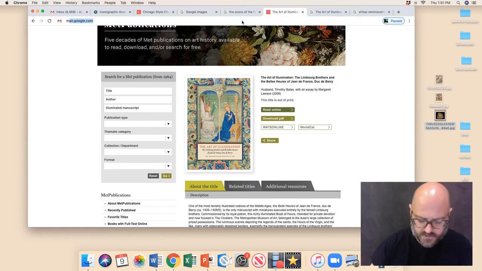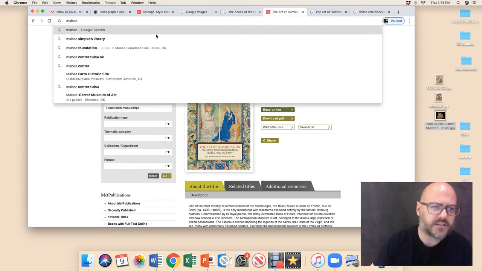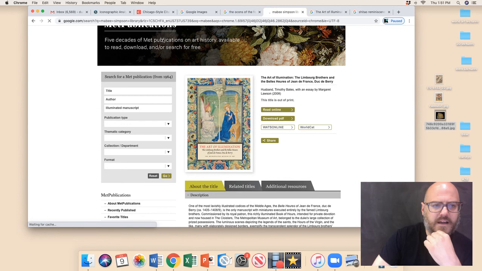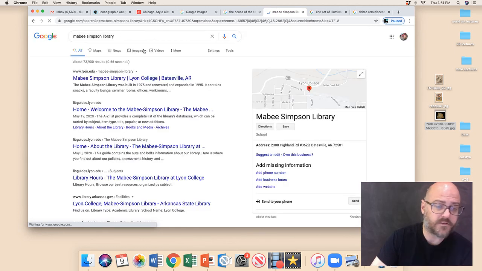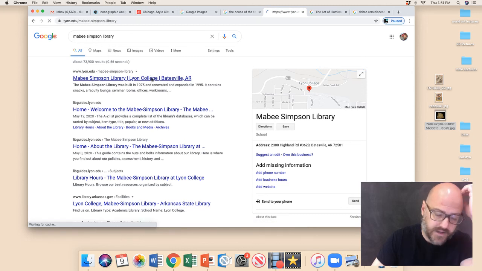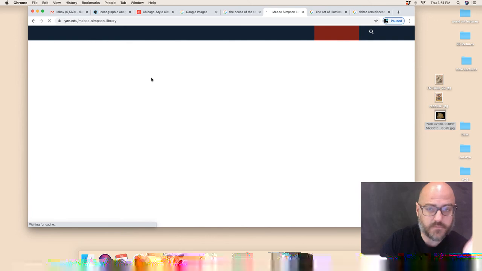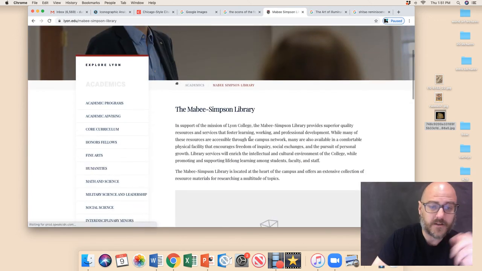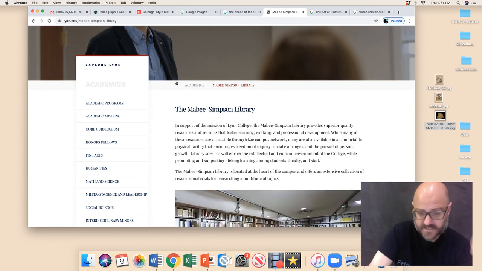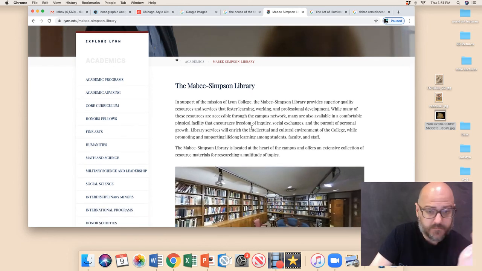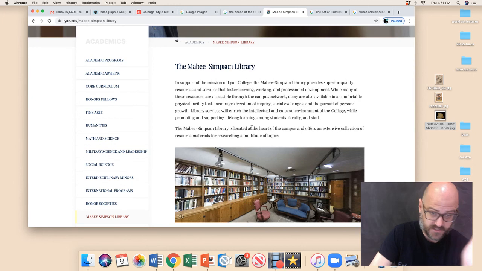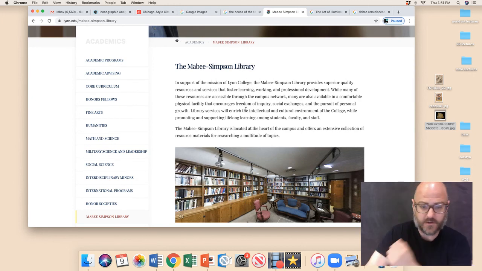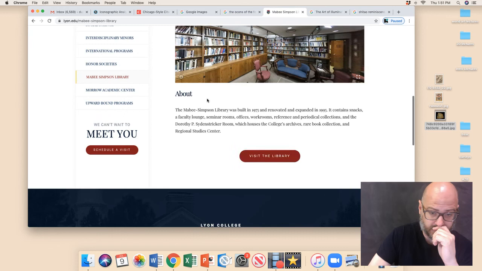Another resource that I want you to be familiar with is the Mabey-Simpson Library, and how a lot of the collections are now digital. So even though maybe you don't live in Batesville, maybe you can't physically get to the Mabey-Simpson Library or the ASU library or another library to walk in, you can still do some research online and get a hold of a book, either by seeing it online or requesting it and picking it up from your local library. There's the Interlibrary Loan, ILL.